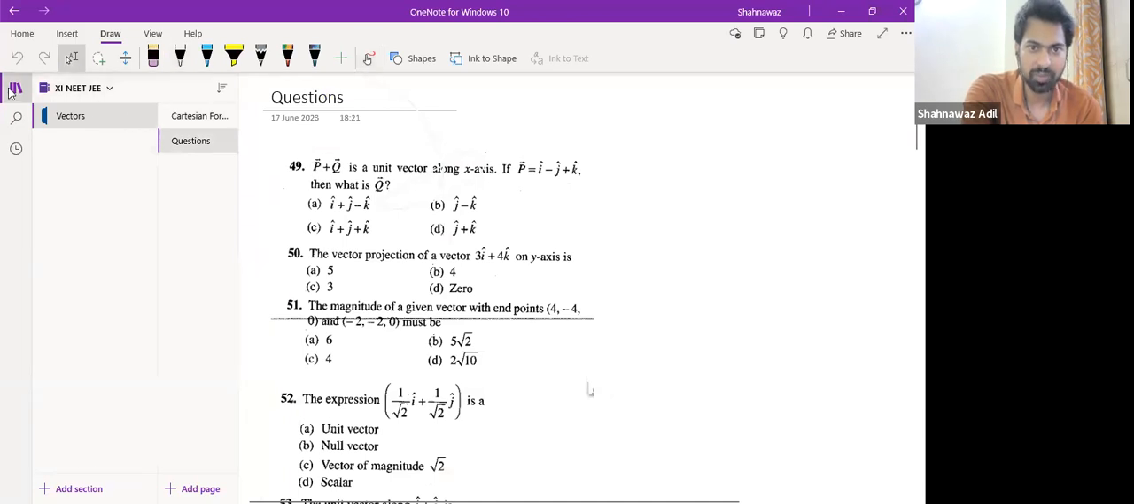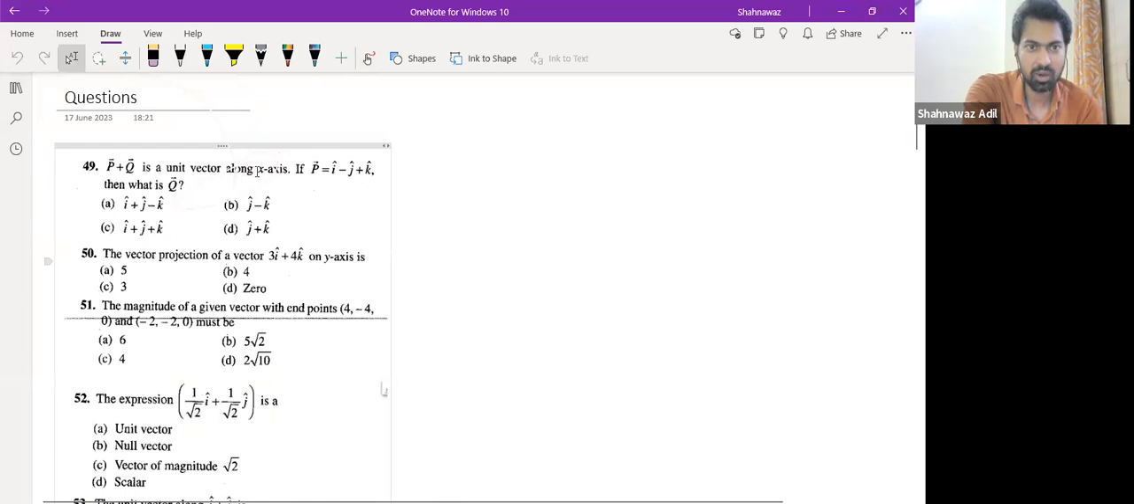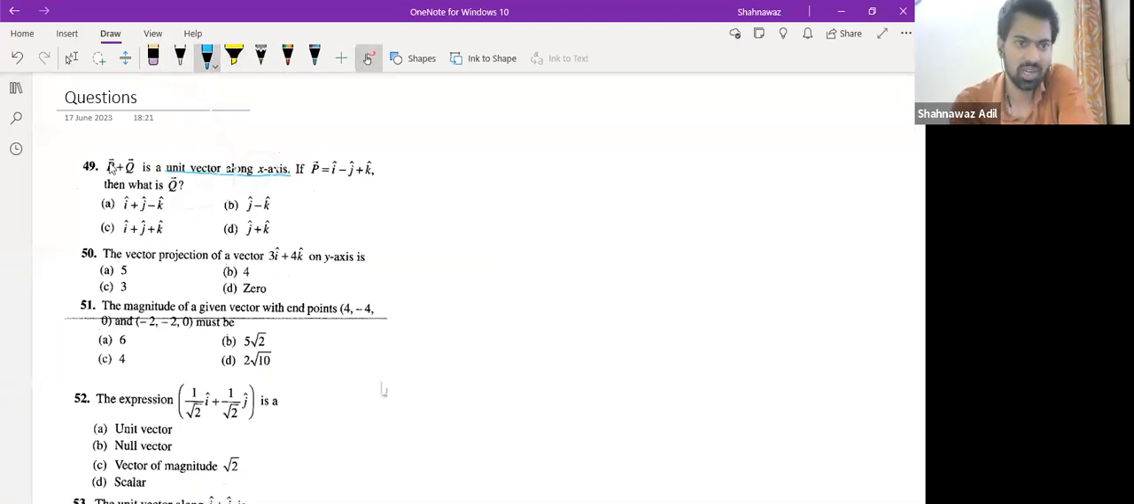Okay, so first question. P plus Q is a unit vector along the x-axis. So what is this information telling? Forget about this part. Unit vector along x-axis, so what is that? It is direction. And its magnitude is 1, right?